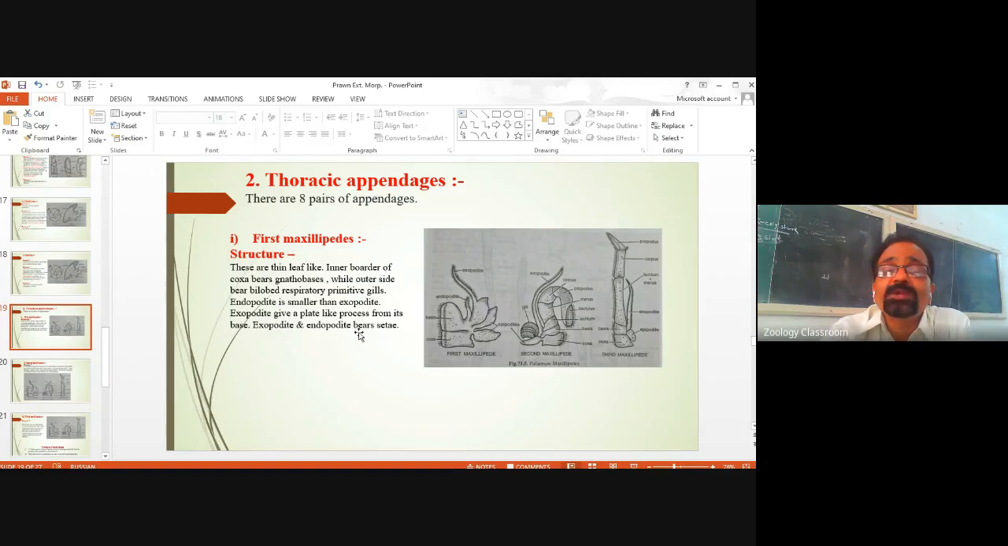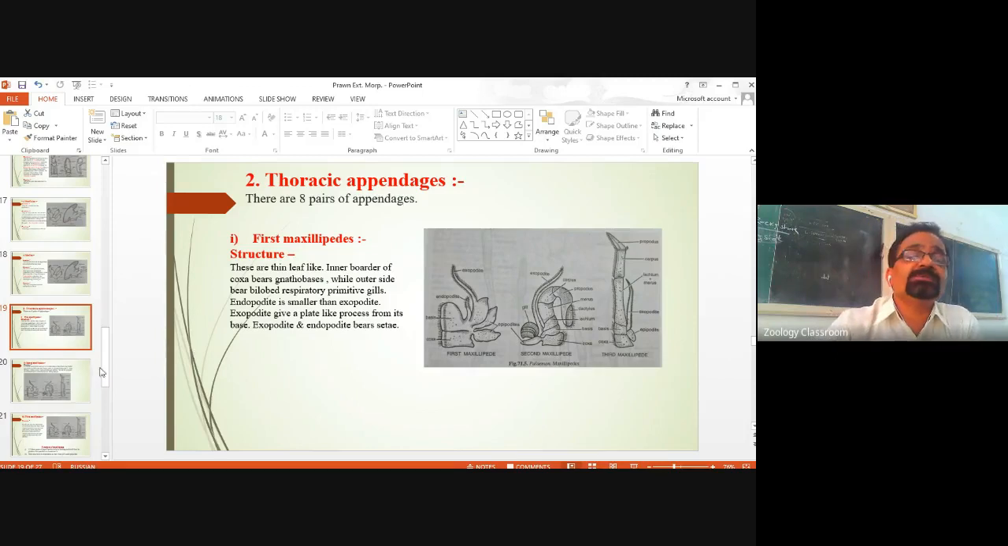Exopodite and endopodite bear CT. Here also there are small serrated teeth at the tips. So exopodite and endopodite bear CT. So this is the basis, as it shows both the structures, that is endopodite and exopodite. It is biramous. The first maxilliped is biramous.